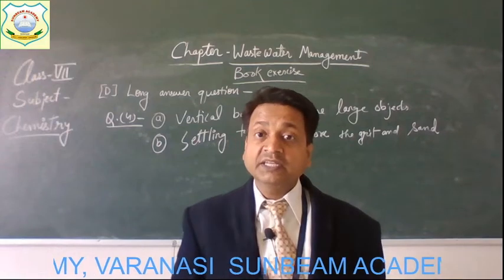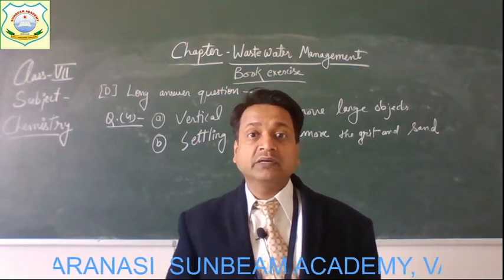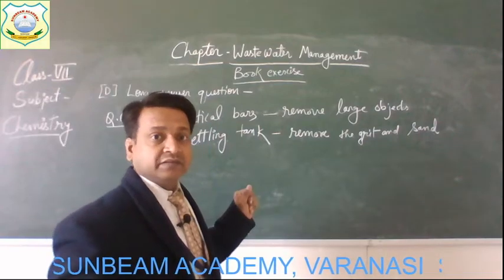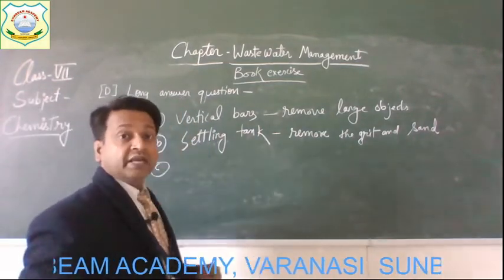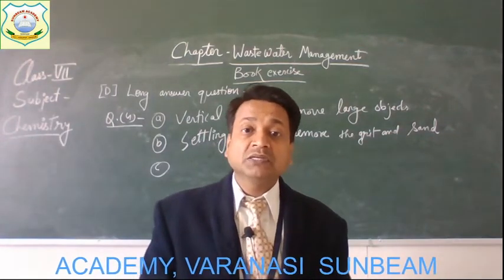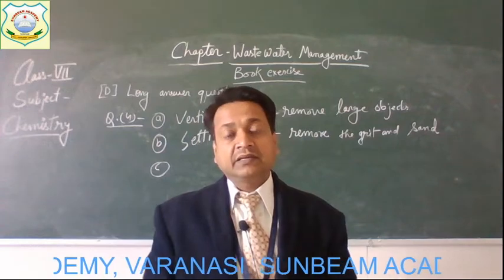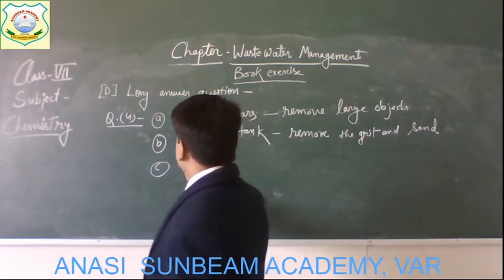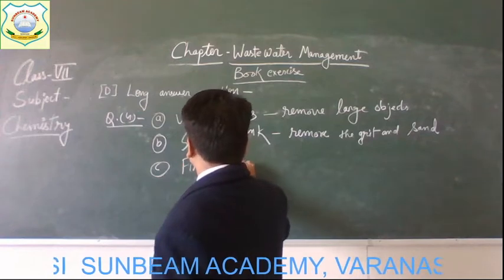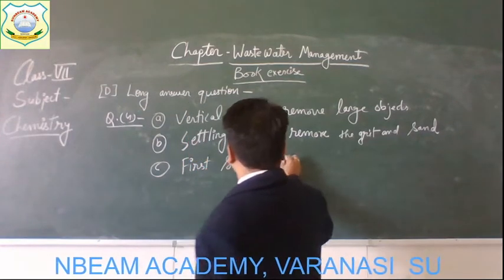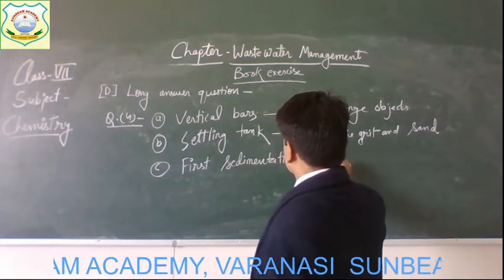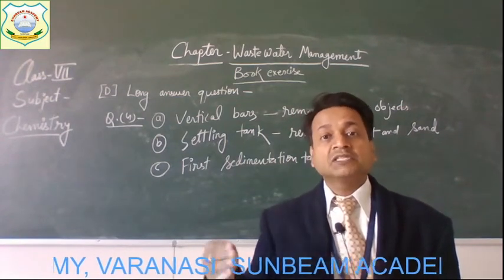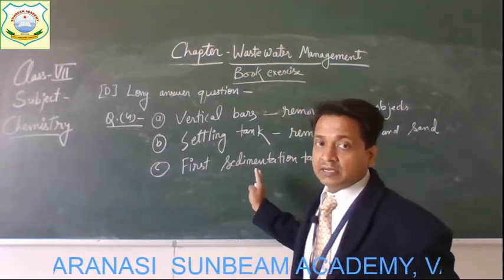For removal of grit and the sand which is present in wastewater takes place in this second step, that is in settling tank. Now the third step. In third step, the wastewater is then passed through the first sedimentation tank and allowed to stay there for a while. So after settling tank, the first sedimentation, that water is allowed to stay here for some time in this first sedimentation tank.